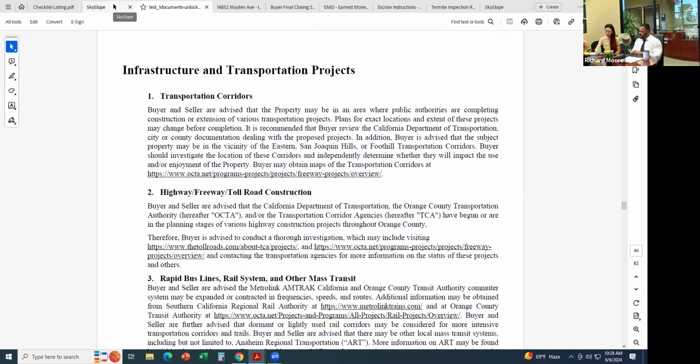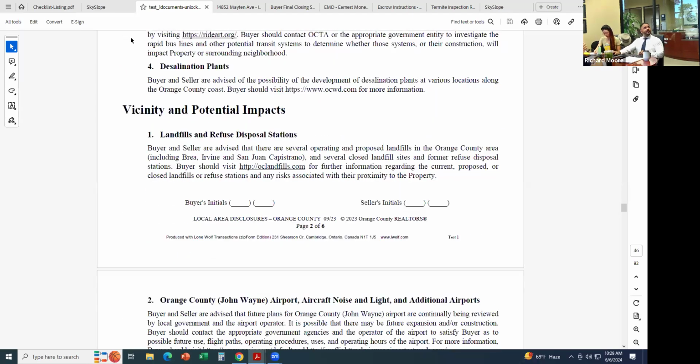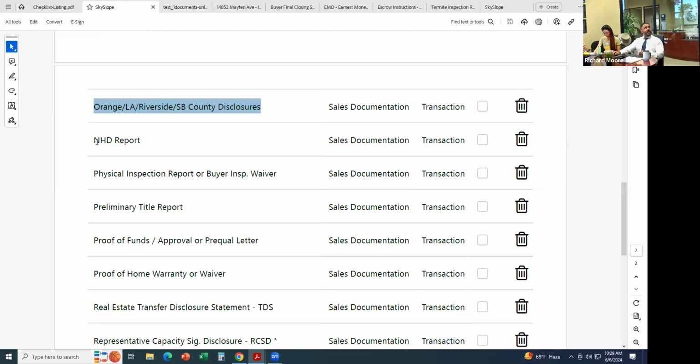But not every county has one. But we know Orange County has one, and that's what this one is. If you're selling a house in Riverside, you can't use Orange County for Riverside. If they don't have one, you just say it's not applicable in the checklist. Okay, so next is NHD report.